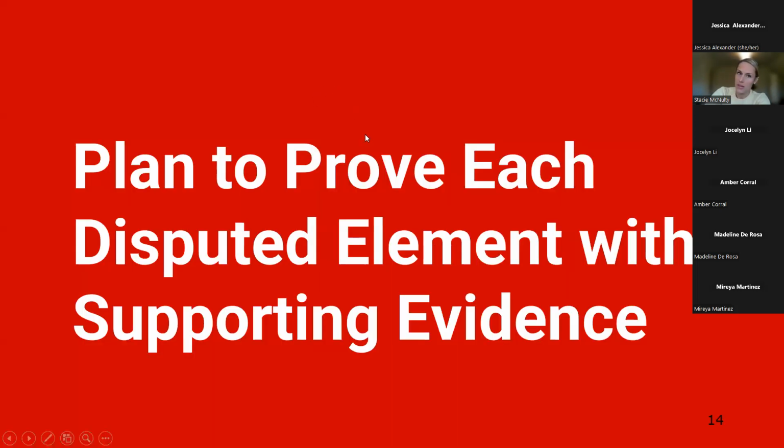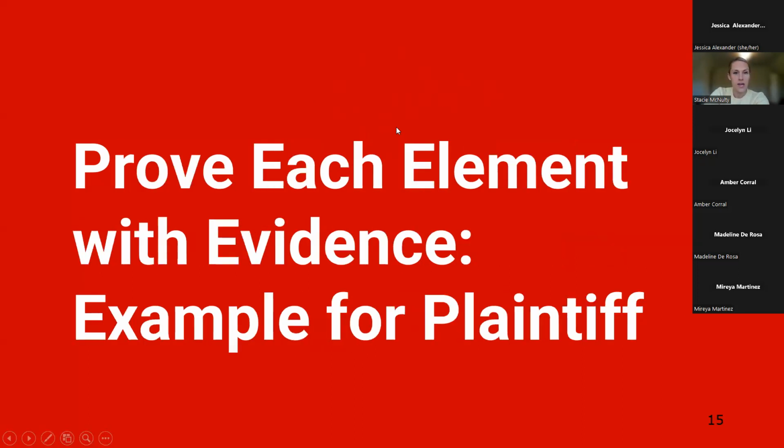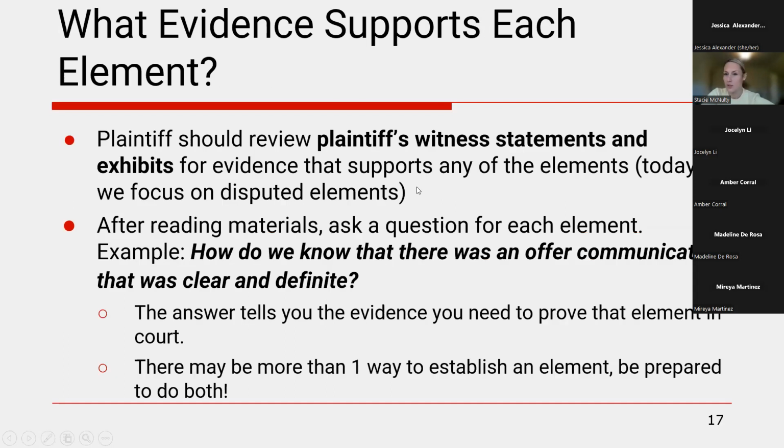So now you make your plan to prove each of these with the evidence. So here's an example for the plaintiff, Ursula. I'm just going through these again, because you always want to have the elements handy. The plaintiff, Ursula, should review the statements for the plaintiff's witnesses for things that support any of these elements. And so after you read the materials, you want to ask yourself a question for each of those elements. So how do I know that there was an offer communicated that was clear and definite? I always like to ask myself a question like that, how do I know this? Because that's what leads you logically to the evidence. So the answer is going to tell you the evidence that you're going to use to prove the element.